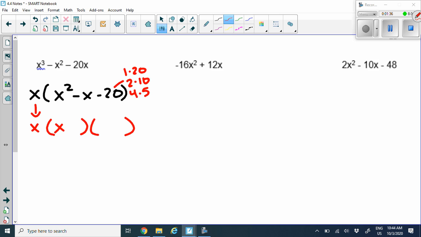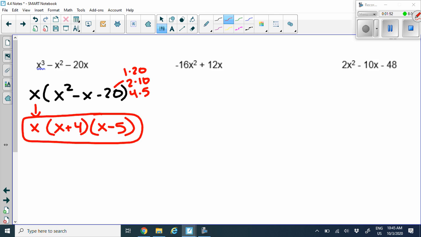So I'm going to have x and x, and then I have 4 and 5. Now if I want to get to a negative 1, my x has to be negative, and my 4 has to be positive, because 4 minus 5 gives us that negative 1. And this will be our final answer. Okay, let's look at the next one.